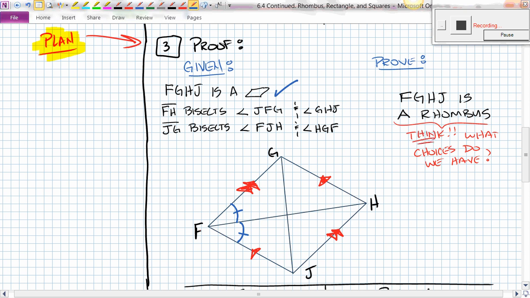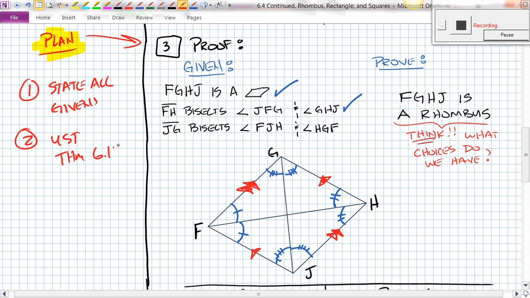What else do we know? So we just used this one right here. What's the other thing that we know? Theorem 6.12. How easy was that? So our plan is we're going to state all the givens, and then we're going to use theorem 6.12, because it just says state that it's a rhombus. We're not trying to prove the theorem or anything like that. It just says prove that this thing's a rhombus. So it gave us everything we needed. This is like a real introductory proof. It gave us everything. All right, great.